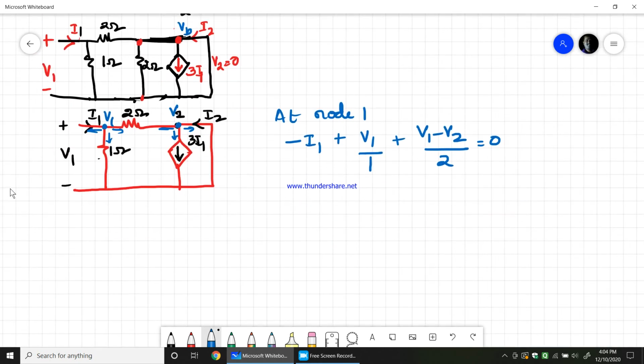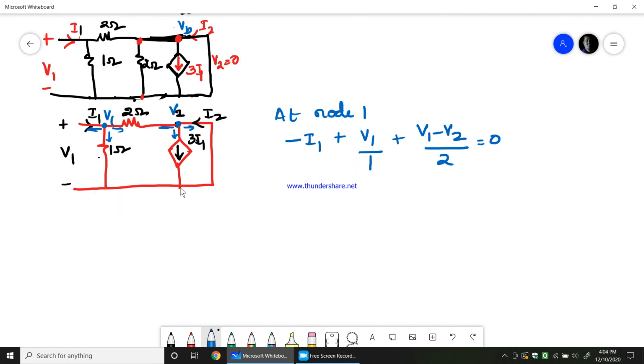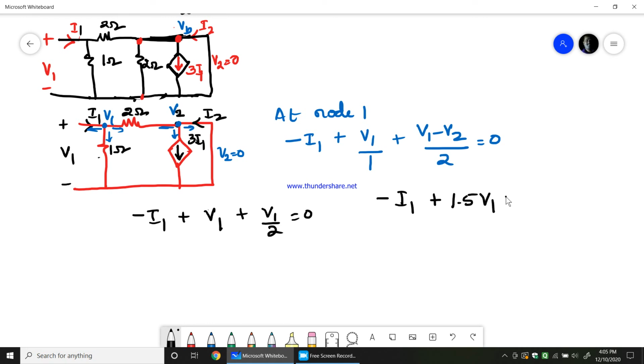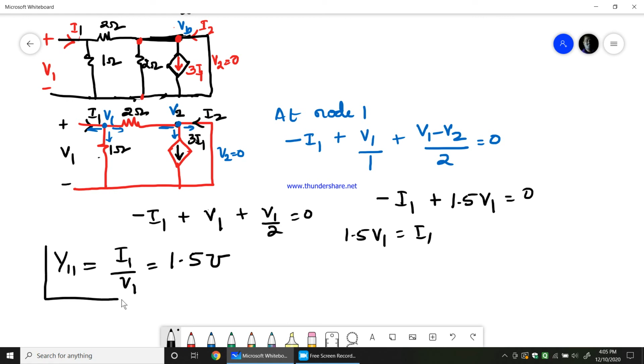Now the job is very simple, because V2 is nothing but the voltage at this node, therefore V2 is 0. Putting V2 equals 0, I get minus I1 plus V1 plus V1 by 2 equals 0. Therefore, 1 plus 1 by 2, which is 3 by 2, which is 1.5 V1, equals I1. Therefore, I1 by V1 equals 1.5 mho, which is nothing but my Y11. See how easily we can find it by keeping the circuit as it is.